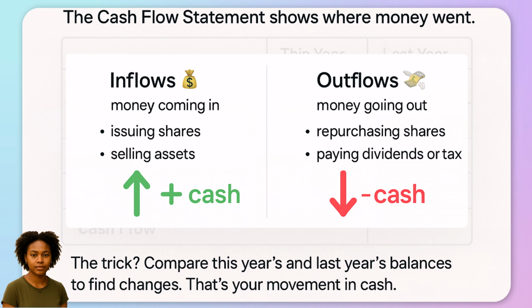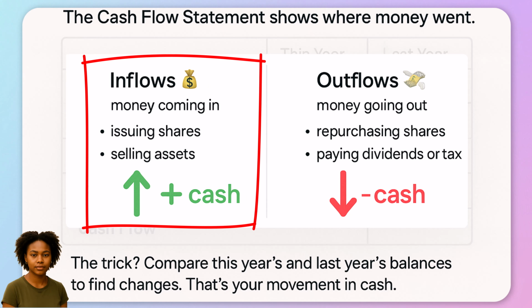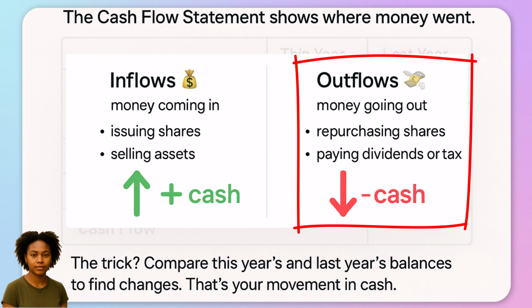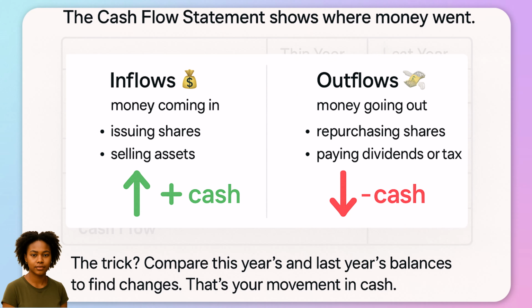The cash flow statement shows where money went. Inflows equals money coming in. Outflows equals money going out. Example inflows, issuing shares, selling assets. Example outflows, repurchasing shares, paying dividends or tax. The trick? Compare this year's and last year's balances to find changes. That's your movement in cash.